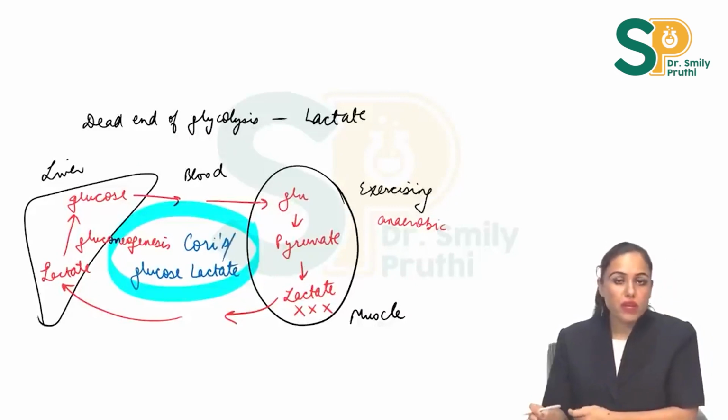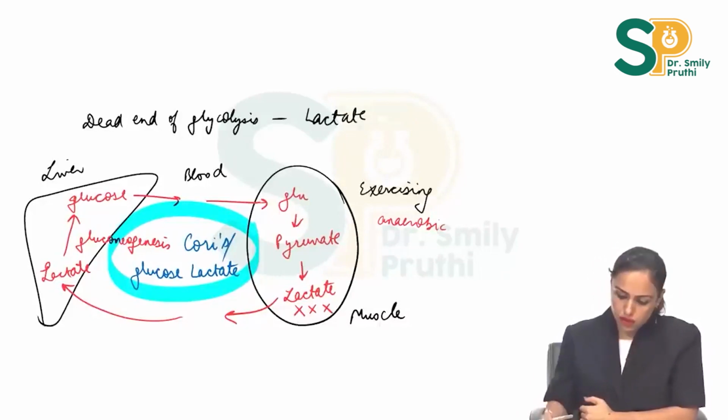Now there is one more cycle similar to Cori's cycle, and that is the glucose alanine cycle. Let's see what happens there.